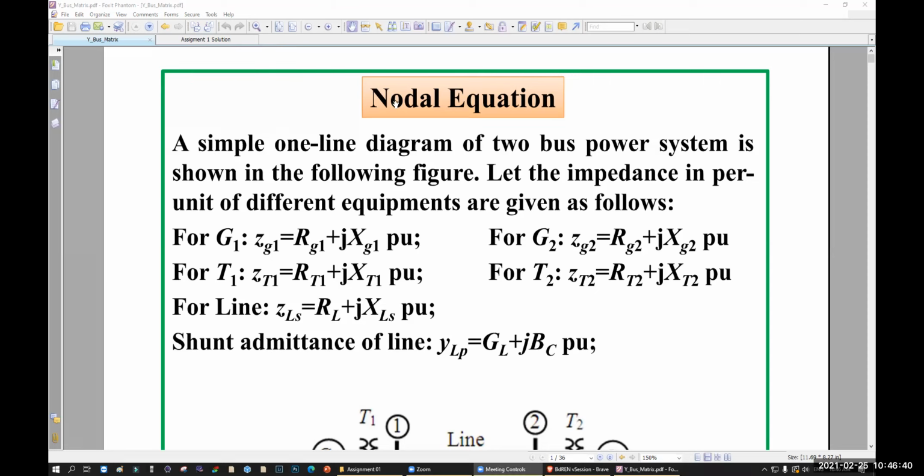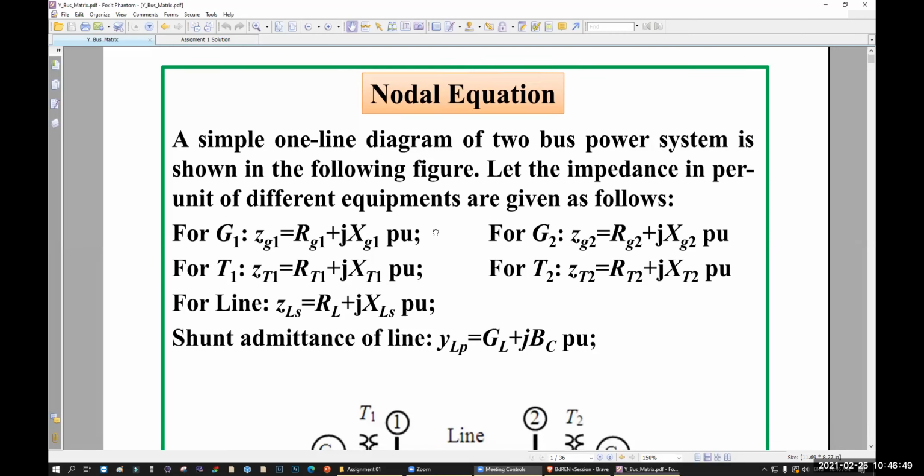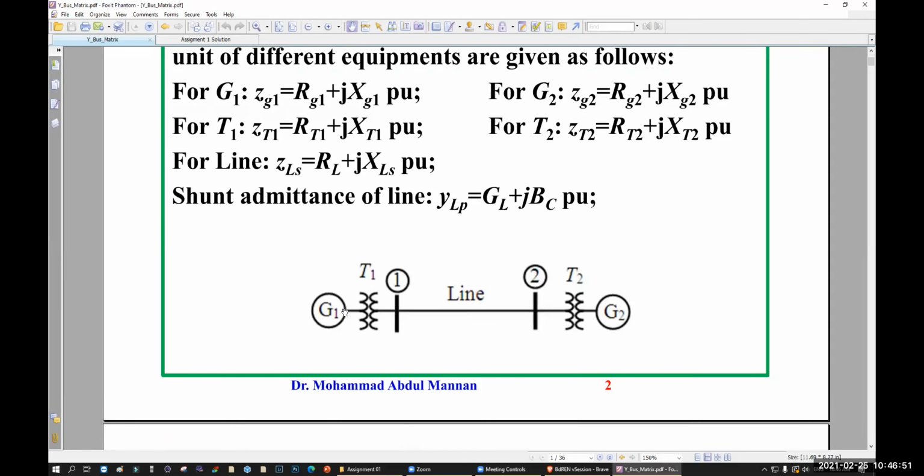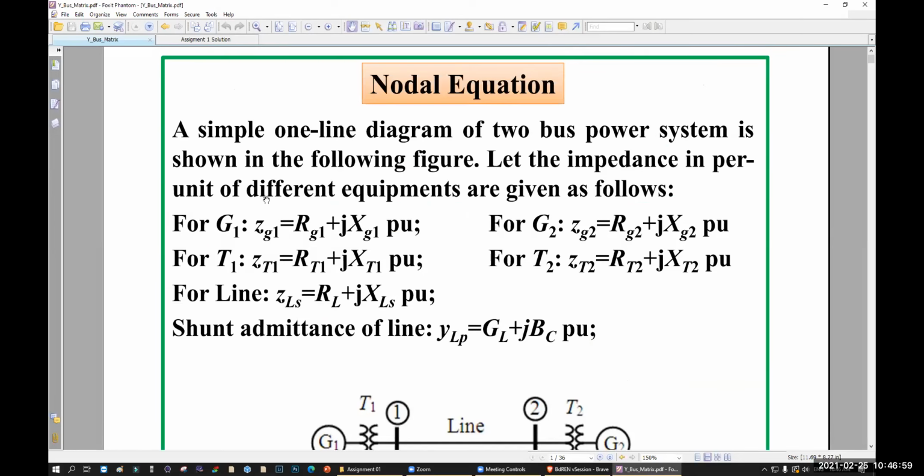So here, at first, let's find out what the nodal equation is. A simple one-line diagram of a two-bus power system is shown in the following figure. Here, a simple one: generator, transformer, line, transformer, generator. So you have two buses here, bus number 1 and bus number 2. And in the following figure, let the impedances in per unit of the different equipment be given as follows.